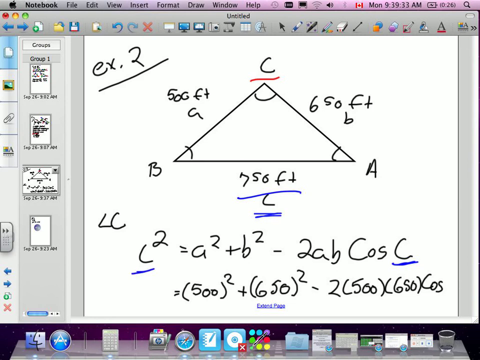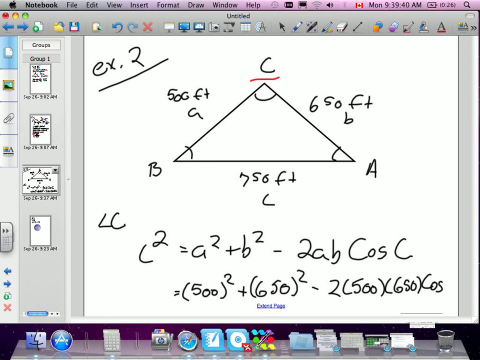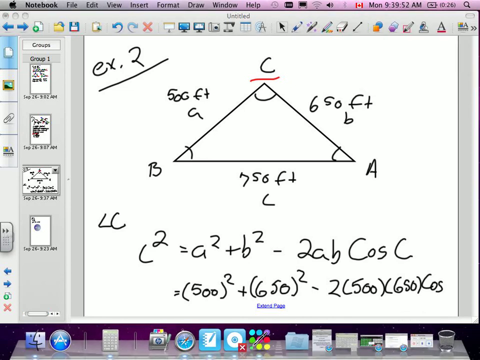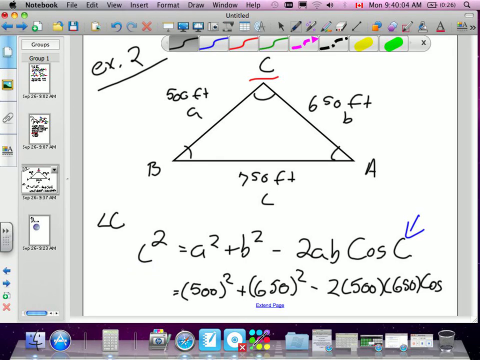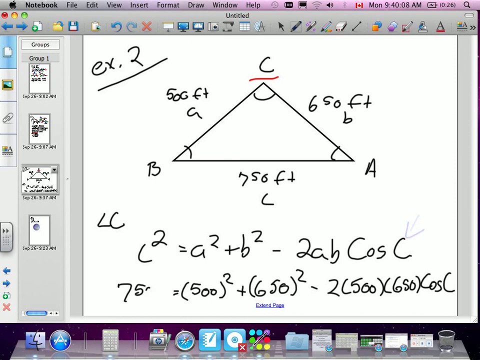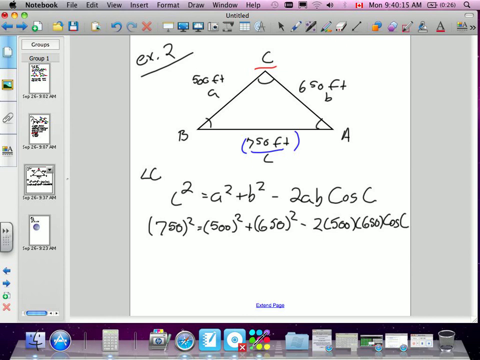Am I replacing this C or this C with 750? What side? Left or right of the equation? So, the C on the left refers to the length of a side. We're looking for the angle, so I don't replace that with any number, mainly because I don't know what number it is. So I'm going to keep that as a variable, and I'm going to replace the side C with 750.